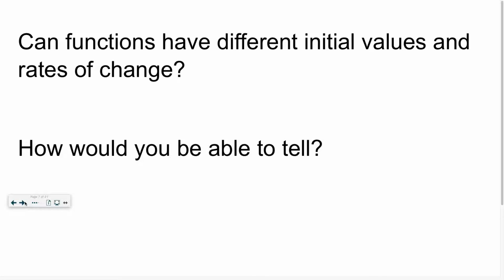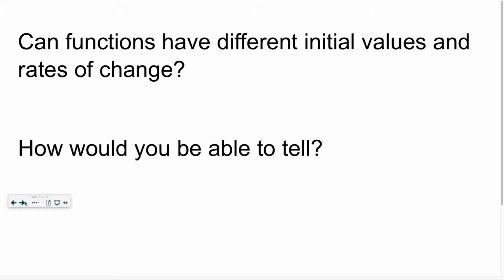Okay, so there's 2 inches of snow on the ground, and then every hour, an inch and a half more snow falls. That's a function. Its initial value is 2. Its rate of change is 1.5. Let's say next week it's going to rain. Can you give me a scenario that would have a different initial value and rate of change? Can you give me a different example?